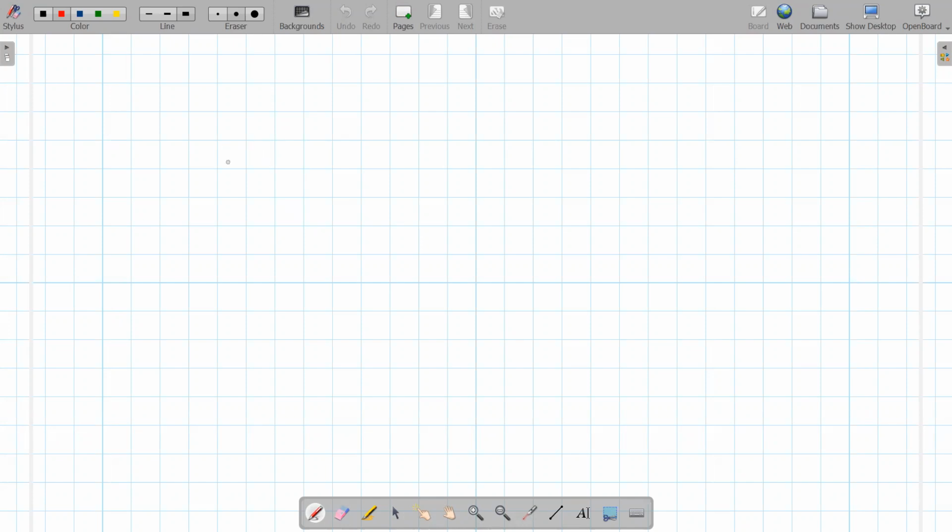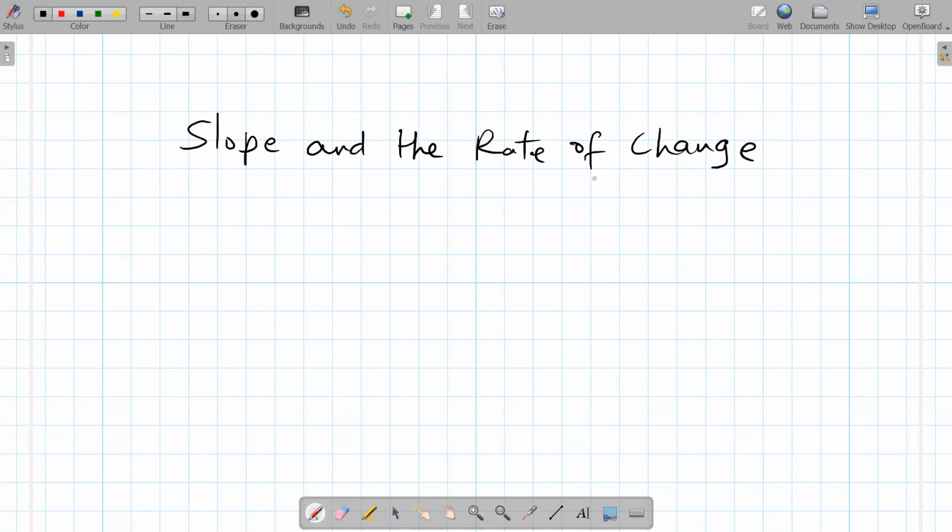In this session, we want to talk about slope and the rate of change. So slope and the rate of change. So let's look at what rate of change is all about.